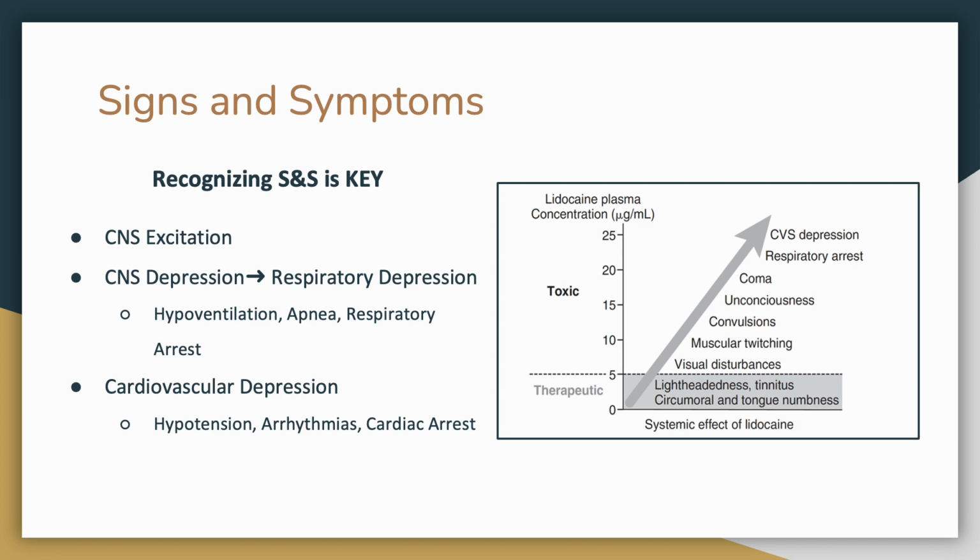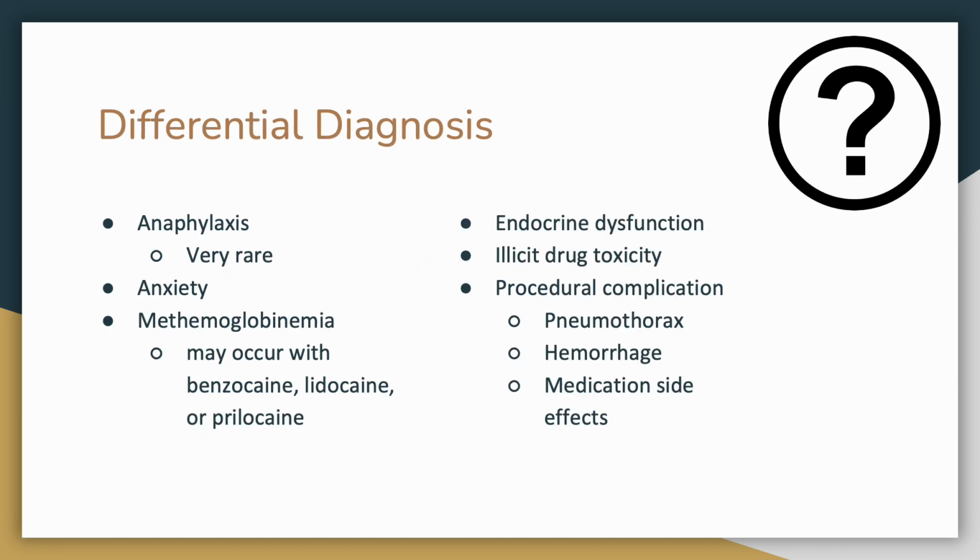Recognition is extremely important for prompt and efficient treatment. Early identification can improve patient outcomes and prevent progression to severe complications. LAST is not only challenging to diagnose in the early stages, as symptoms may vary among individuals, but even in the later stages it can overlap with other conditions. For example, LAST can mimic events such as anaphylaxis or procedural complications. This is why it's important to consider differential diagnoses when forming your management plan, especially in the event of cardiac arrest.